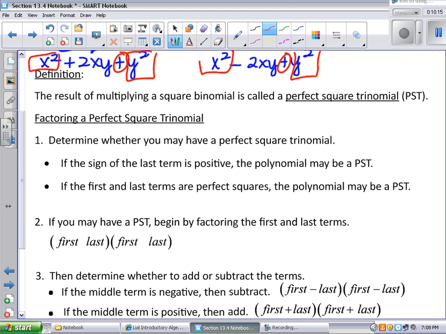Try to factor the first and last terms. Then determine whether to add or subtract the first terms. So if we take that first example, we had x and x, y and y. In the first example, everything was positive. Our middle term was positive. Those are both positive. In the second example, the middle term was negative. We would make both of those negative.